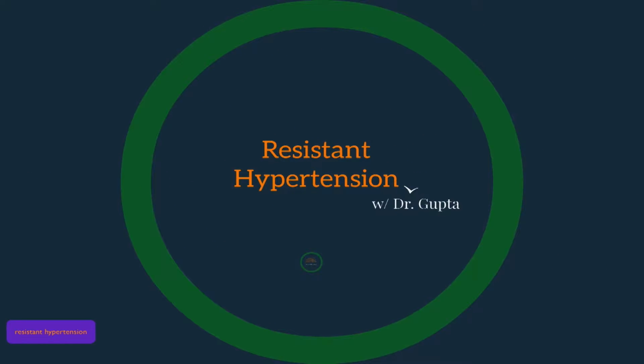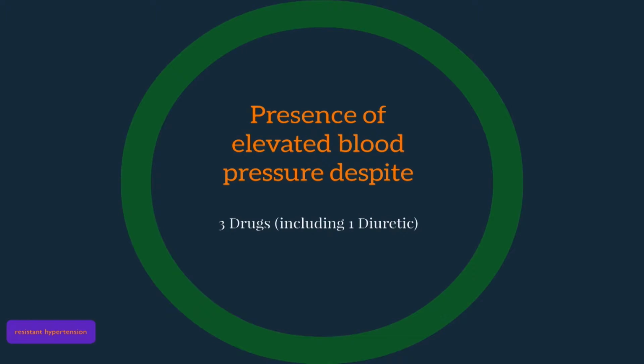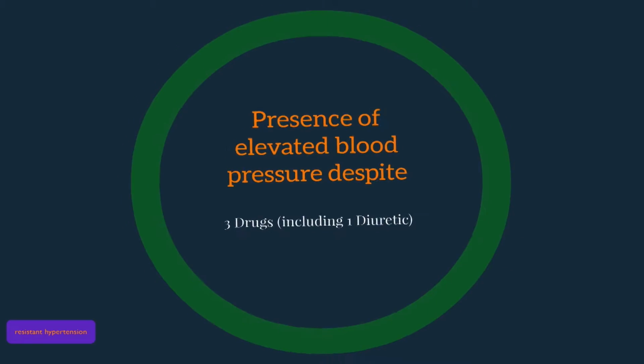Resistant hypertension. This is a very difficult problem for the clinician, and today we'll discuss how to define resistant hypertension, how to identify the causes or potential causes in this very difficult clinical problem. So let's start with the definition. Resistant hypertension is the presence of elevated blood pressure despite the use of 3 drugs, one of which includes a diuretic.